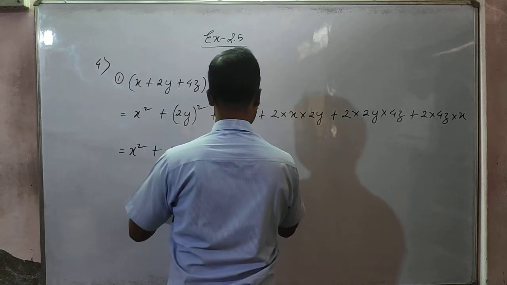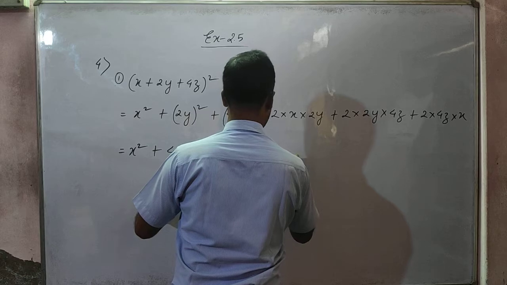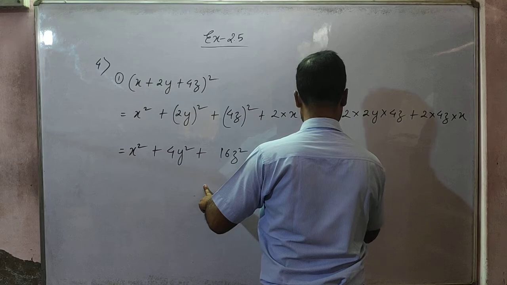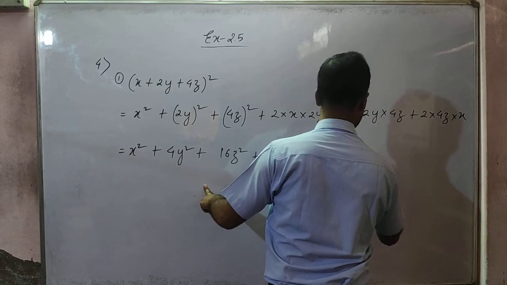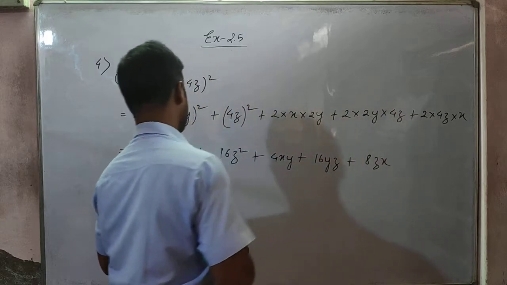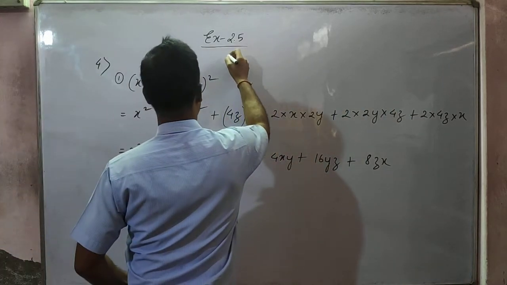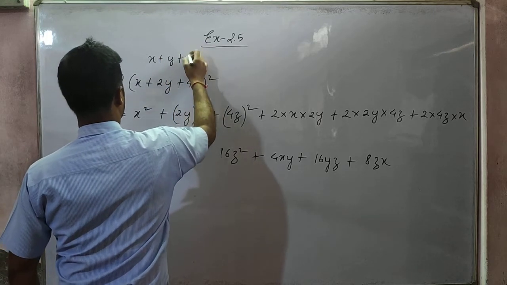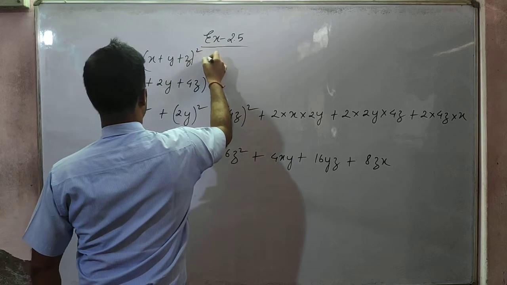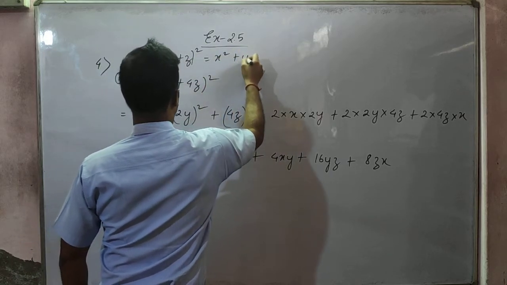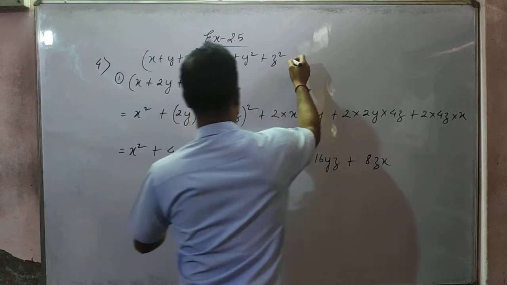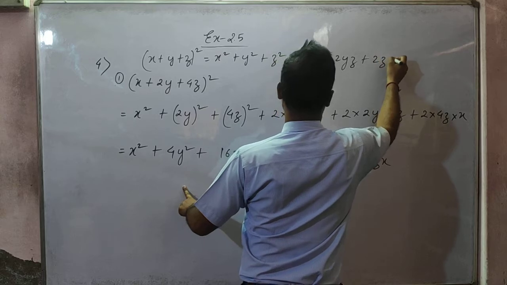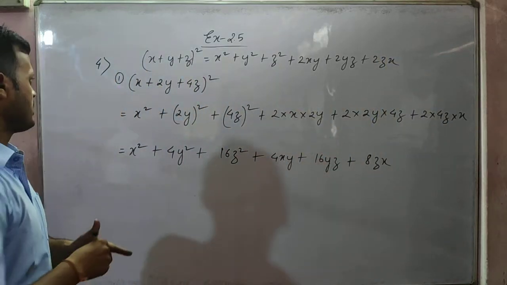4 square is 16, no? So 2 4s are 8... 2 into x into 2y is 4xy, 2 into 2y into 4z is 16yz, plus 2 into 4z into x is 8zx. So what identity are you using here? (x + y + z) whole square is equal to x square plus y square plus z square plus 2xy plus 2yz plus 2zx. So this is the formula we are using here to expand.